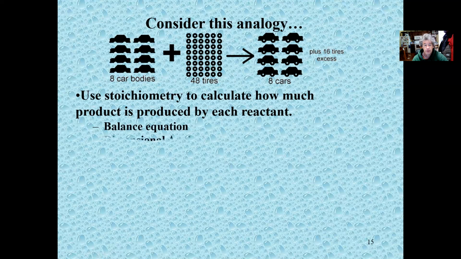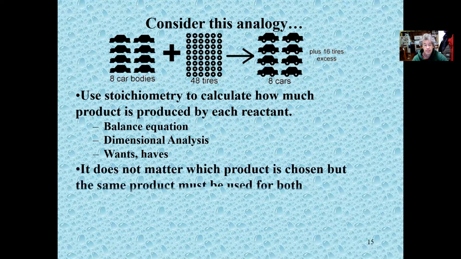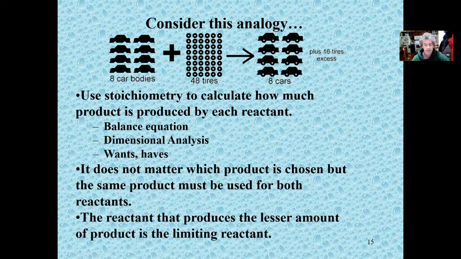So just like before, to do the stoichiometry, balance the equation, do the DA, figure out your wants and your haves. And what I would recommend is just doing both reactants, from your have to your want, or it could be products, but go from whatever your haves are, go to the wants both times, or pick a want and go to that both times. And then whichever one produces the lesser amount is the one that ends up being the limiting reactant.